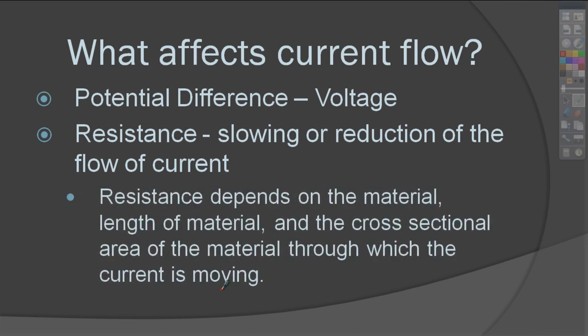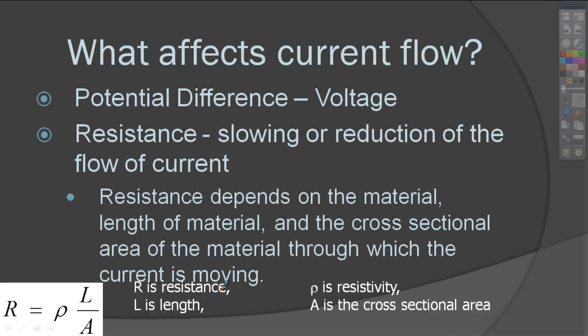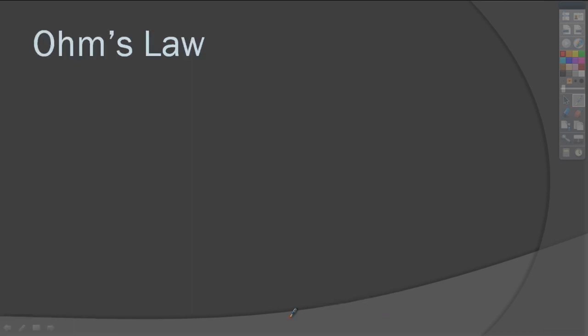Resistance depends on the material, the length of the material, and the cross-sectional area of the material through which the current is moving. We have this ugly little formula right here. R, resistance, equals rho times L divided by A. Rho is the resistivity. It's specific to each type of material. L is the length of the material, and A is the cross-sectional area of the material.